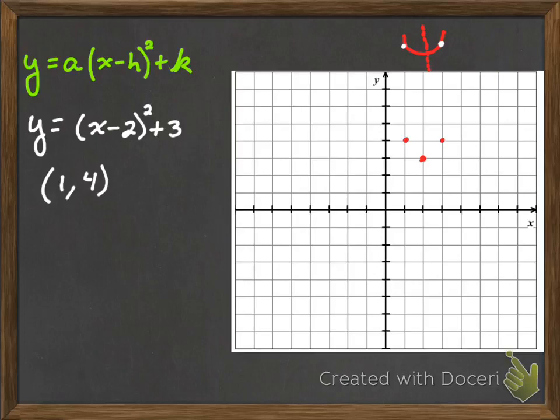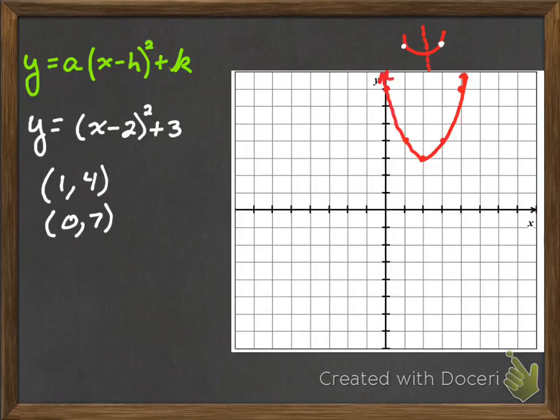All right, so let's use an x value of 0. When x is 0, if you plug 0 in right here, 0 minus 2 is negative 2. When you square that, you get 4. Plus 3 is 7. So (0, 7) is on the graph, which also means (4, 7) is going to be on the graph.